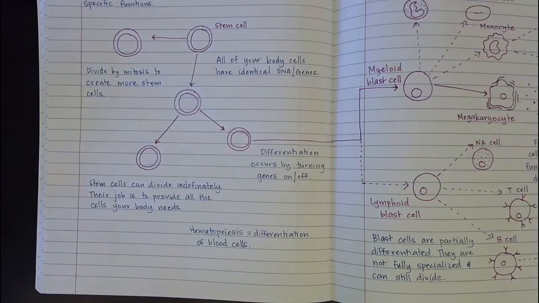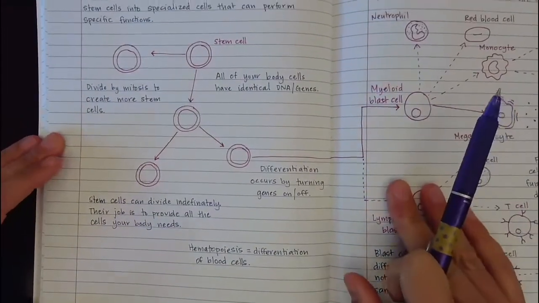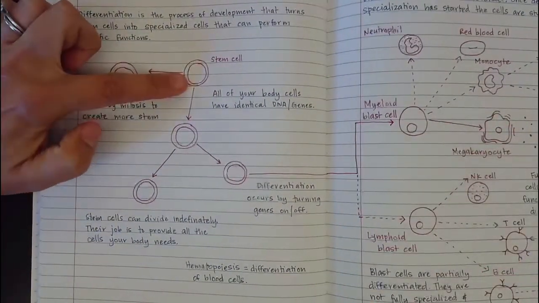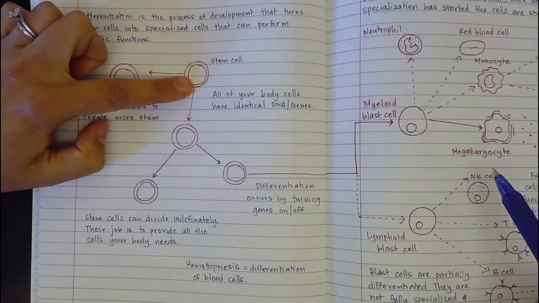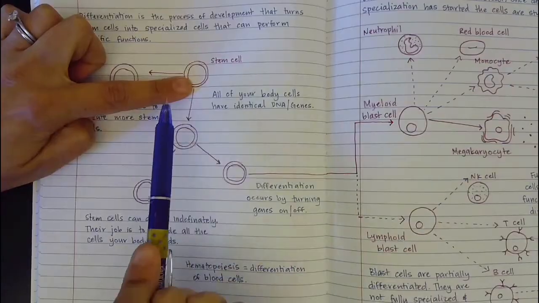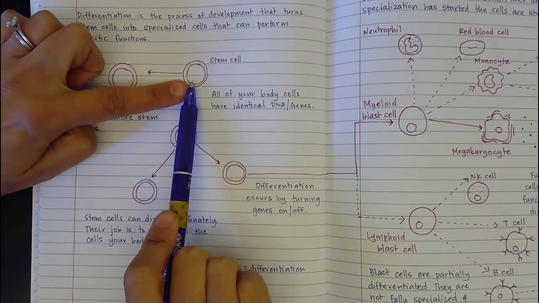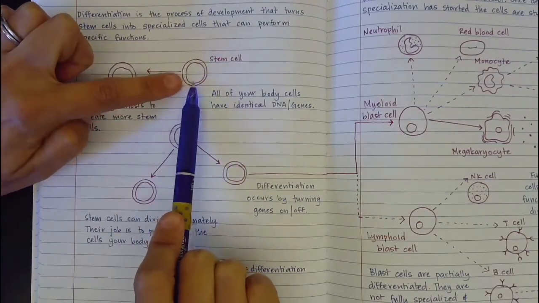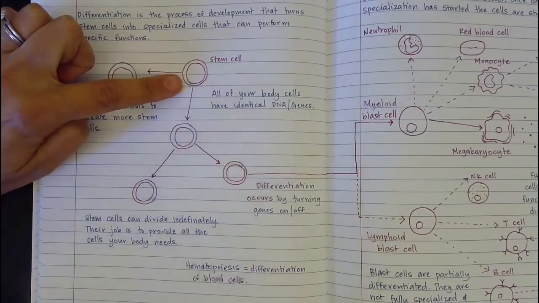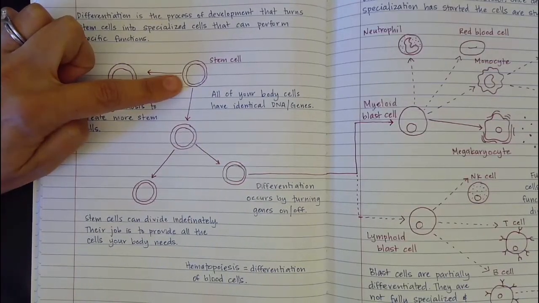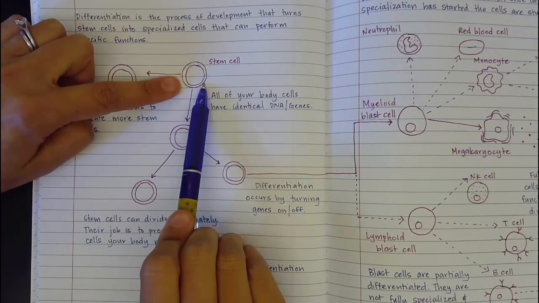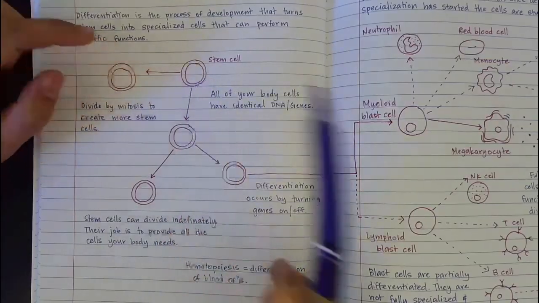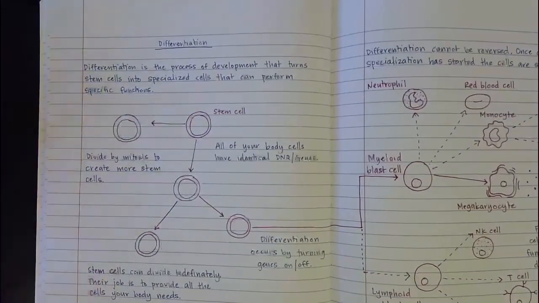Because you're an adult, well, because you're not an embryo, your stem cells are already partially developed. So this stem cell that we're starting with here is able to develop into all the different types of blood cell, but it's not able to develop into, say, skin cells or bone cells. You have different stem cells that are able to do those jobs. Embryonic stem cells, the stem cells in embryos, they can become all of the different types of stem cell. So that's it. Those are our notes on differentiation.